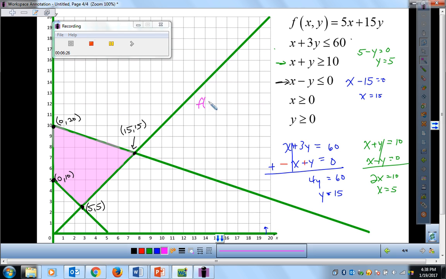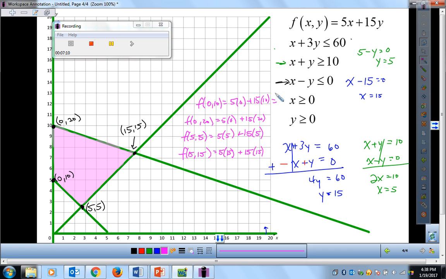F of 0, 10 equals 5 times 0 plus 15 times 10. F of 0, 20: 5 times 0 plus 15 times 20. F of 5, 5: 5 times 5 plus 15 times 5. And F of 15, 15 equals 5 times 15 plus 15 times 15.